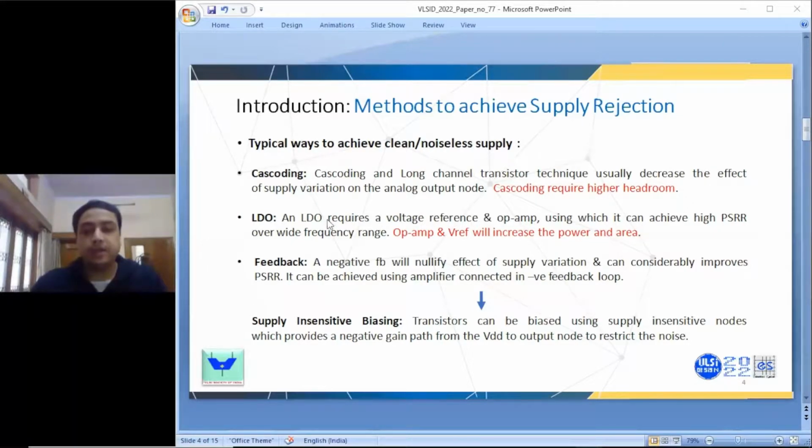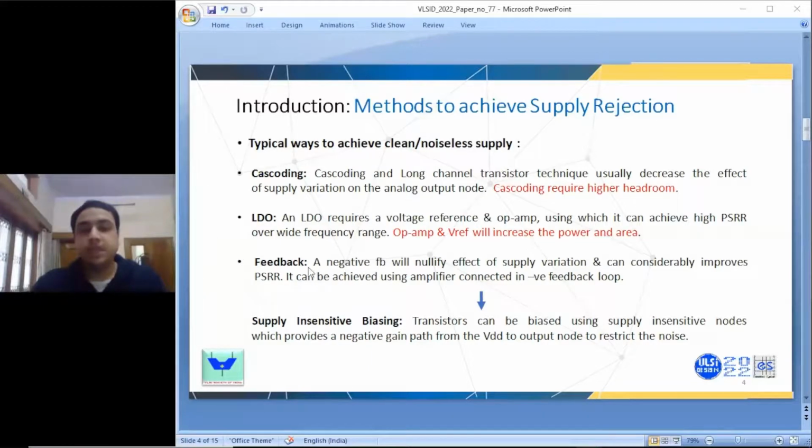Okay, and another one is the LDO. In this LDO, we use an extra block which consists of an op amp and a voltage reference, connected in feedback. So this block will help you to filter out or reject the supply noise. But the problem is it will take a lot of area, basically because we are using the extra blocks, and also power. And again, the voltage reference required in this LDO should also be designed such that it will automatically reject the supply noise.